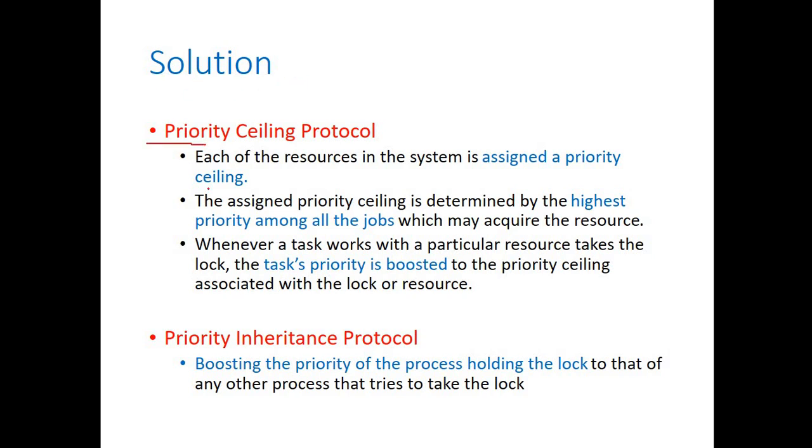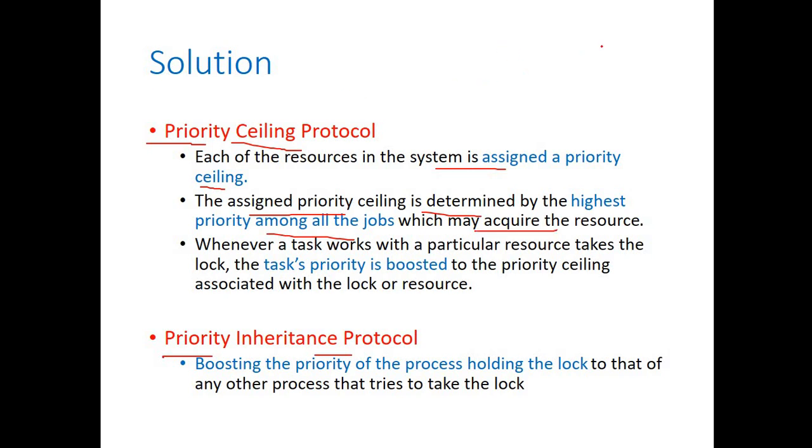There are two protocols that provide the solution. One is priority ceiling protocol. Another one is priority inheritance protocol. In priority ceiling protocol, each of the resources in the system is assigned a priority ceiling. The assigned priority ceiling is determined by the highest priority among all the jobs which may acquire the resource.